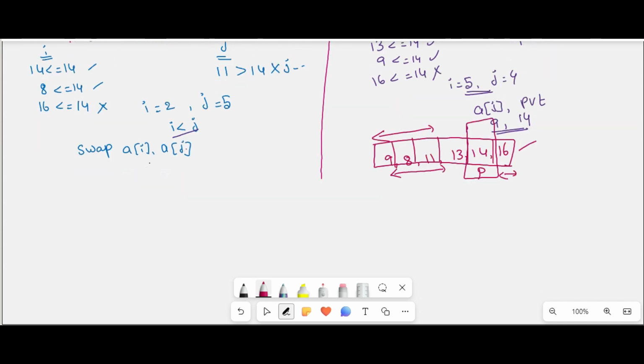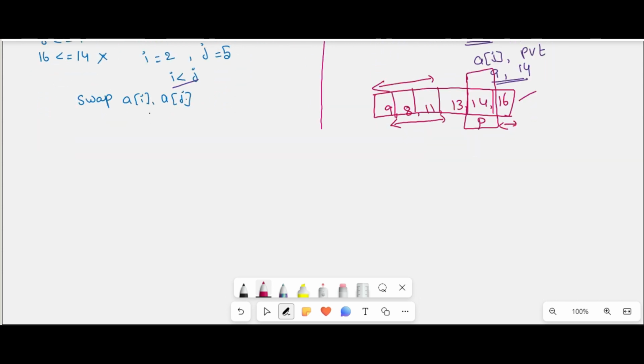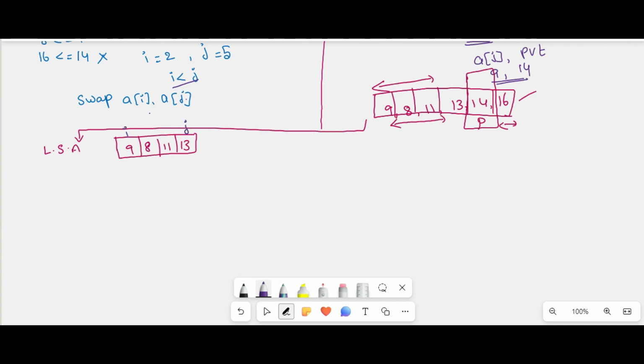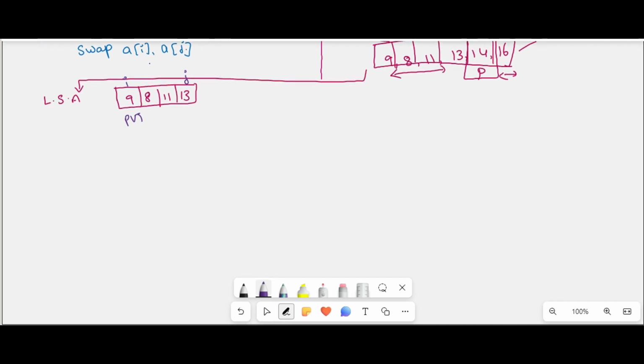Now consider that left subarray. See that left subarray, here I am writing the left subarray. Repeat the same process. So 9, 8, 11, 13. Repeat the same process. Now here it is I, here it is J, and here it is the pivot element.